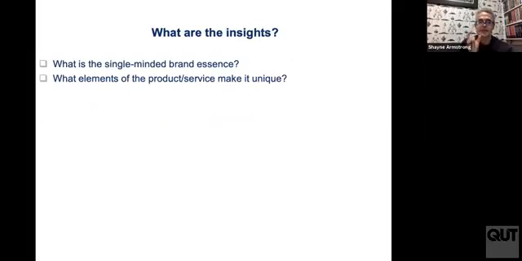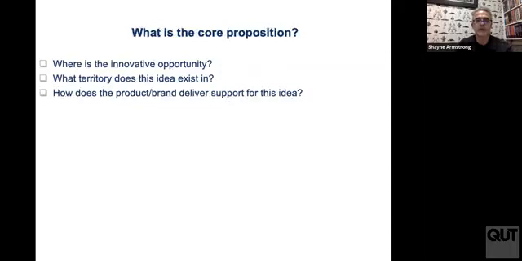What is that single-minded way that the consumer thinks or feels about us? And what elements of the product or the service make it unique? What is distinctive about it that makes it different from our competitors that we feel will only connect with the consumer? What's our core proposition or our offer? What is it at the heart of our communication that we need to impart to the consumer?